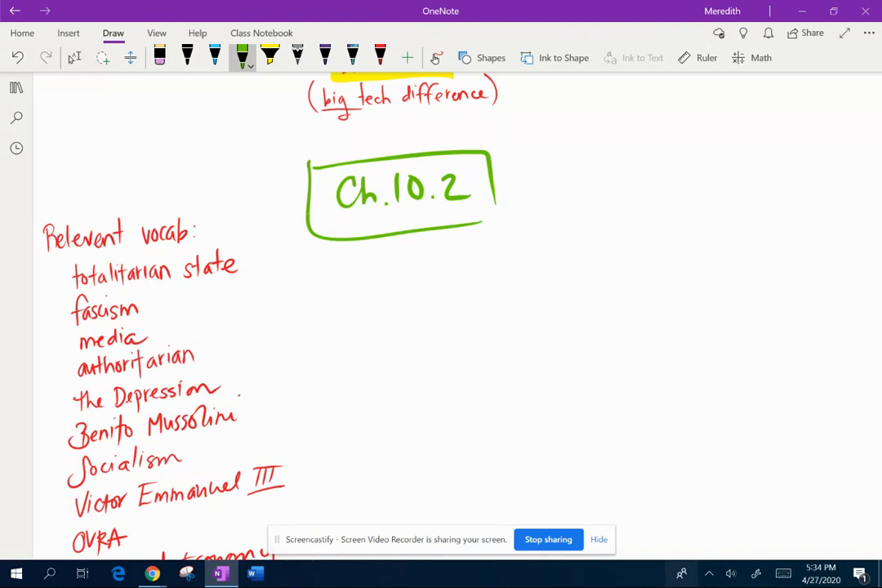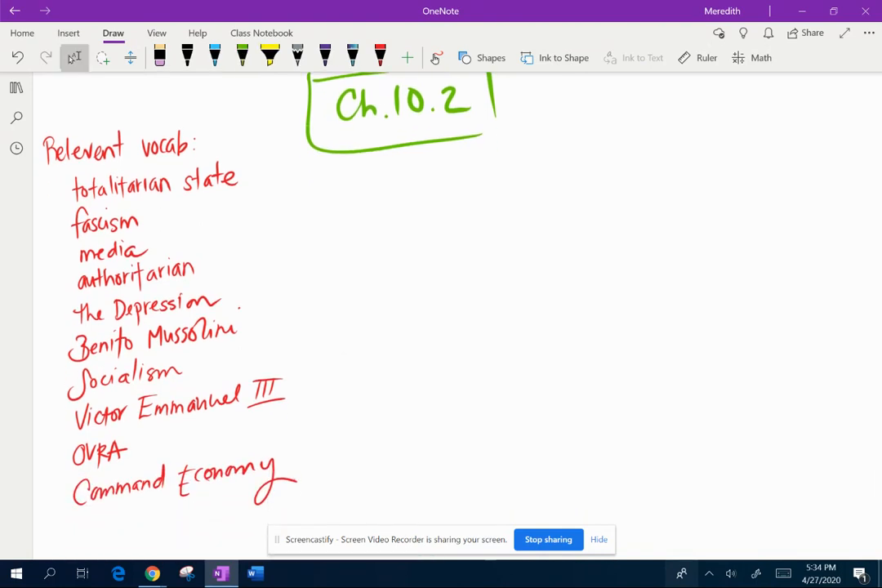And so I want to make sure that you guys know you have a vocab quiz coming up. Some of the relevant vocabulary words throughout this lecture: you have totalitarian state or totalitarianism, fascism, there's a whole slide. Media is by nature just a part of how totalitarians control their government. Authoritarians is like another word for dictator. You have the Great Depression we mentioned and covered. Benito Mussolini, I definitely covered. Socialism, definitely covered. Victor Emmanuel III, Oprah.